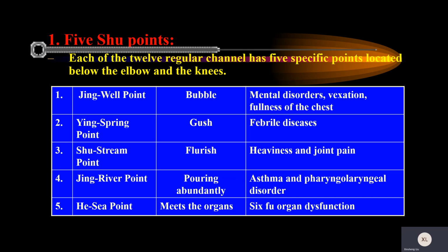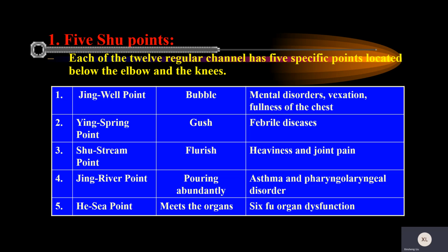Mental disorders. Yeah, a lot of people a little crazy, acting, psychosis, a little bit, vexations, and fullness of the chest. They regulate qi so well. Number two is the Ying-spring point. It is for febrile disease.